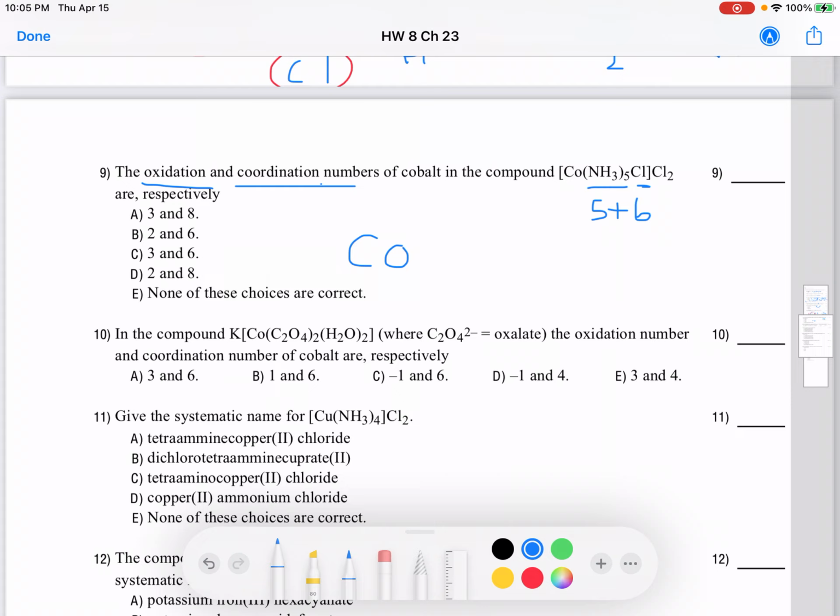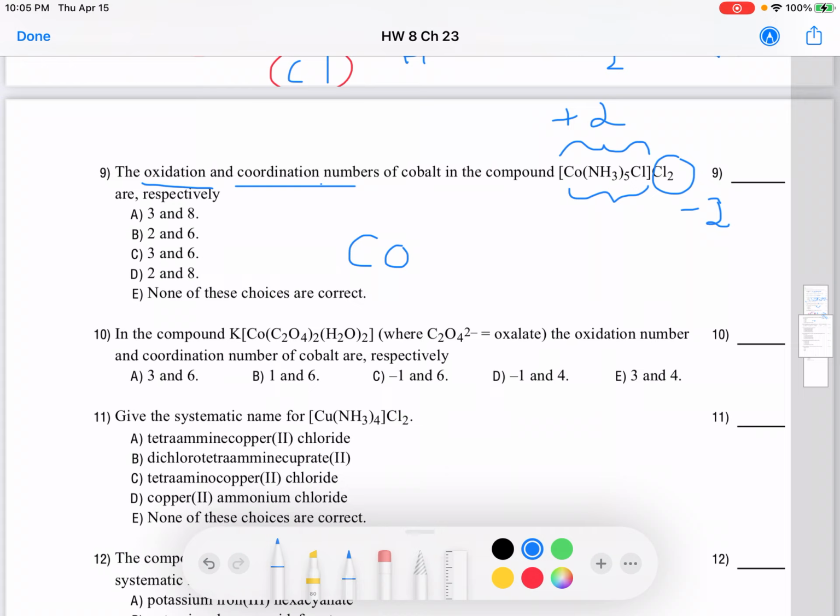So this is a complex cation, right? So we have a square bracket over here, and then you have Cl2. Each chloride is -1, and since there are 2 chlorides, the negatives are -2. So if the chlorides outside the square bracket are -2, then your complex ion is going to be +2. So the cobalt complex ion charge is +2.